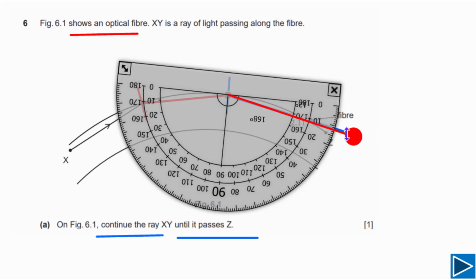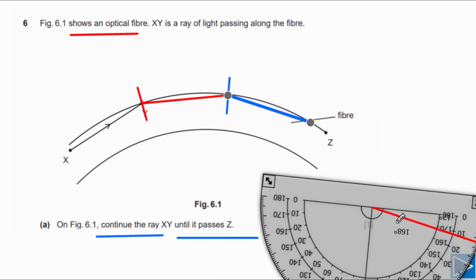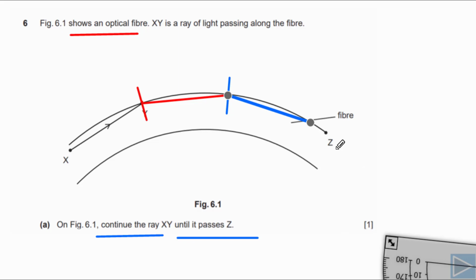We can adjust a little bit until it touches the surface of the fiber. So at this point it is touching the surface of the fiber. So this is our second reflected ray. Again, we can remove our protractor, but still it is not passing this point Z.